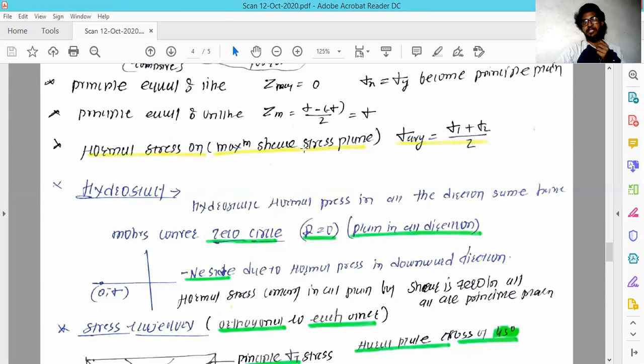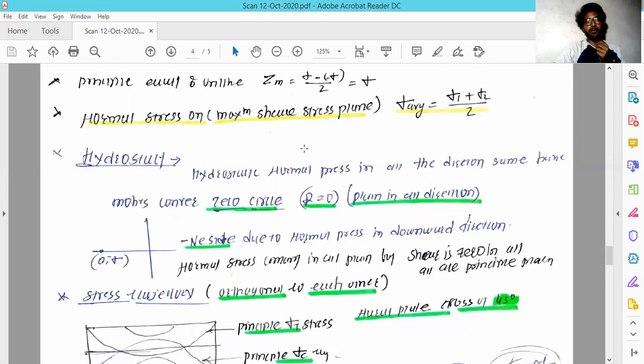And when the principal stresses are equal in magnitude and unlike in nature, the average, sigma 1 plus sigma 2 divided by 2, will give the value of sigma.